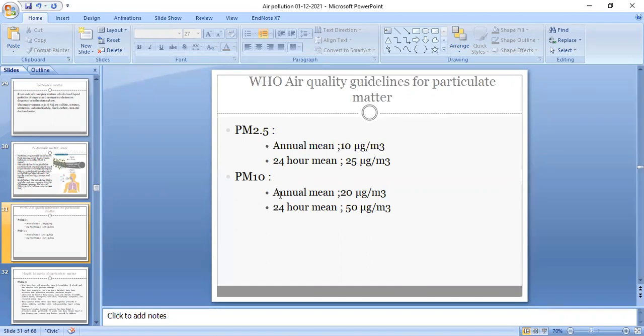The air quality guideline for PM10 is higher than for PM 2.5 because PM 2.5 is more dangerous than PM10. These particulate matters can also cause health hazards at lower concentrations than given in the WHO guidelines, but there is no threshold below which they cannot cause health hazards. These are the acceptable limits.